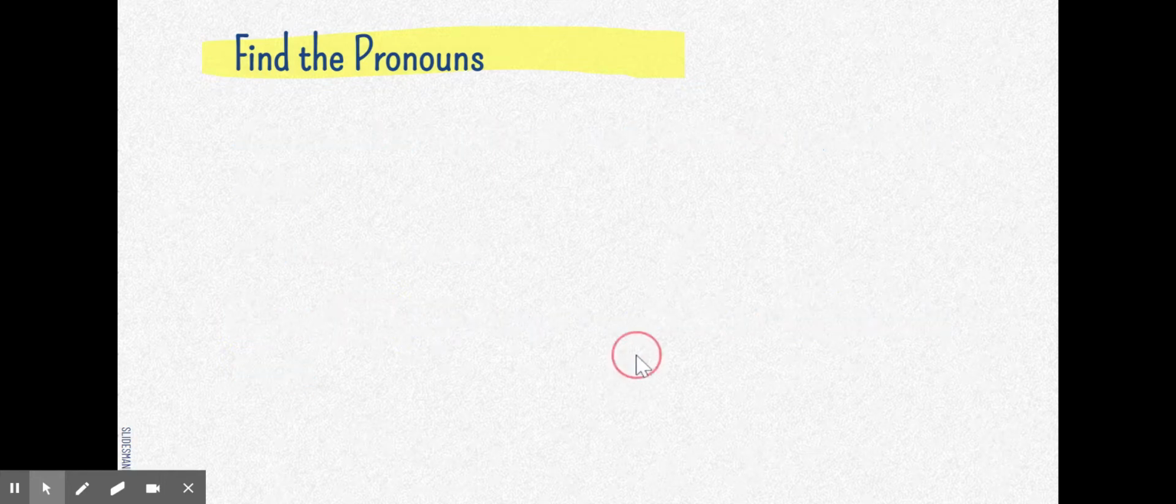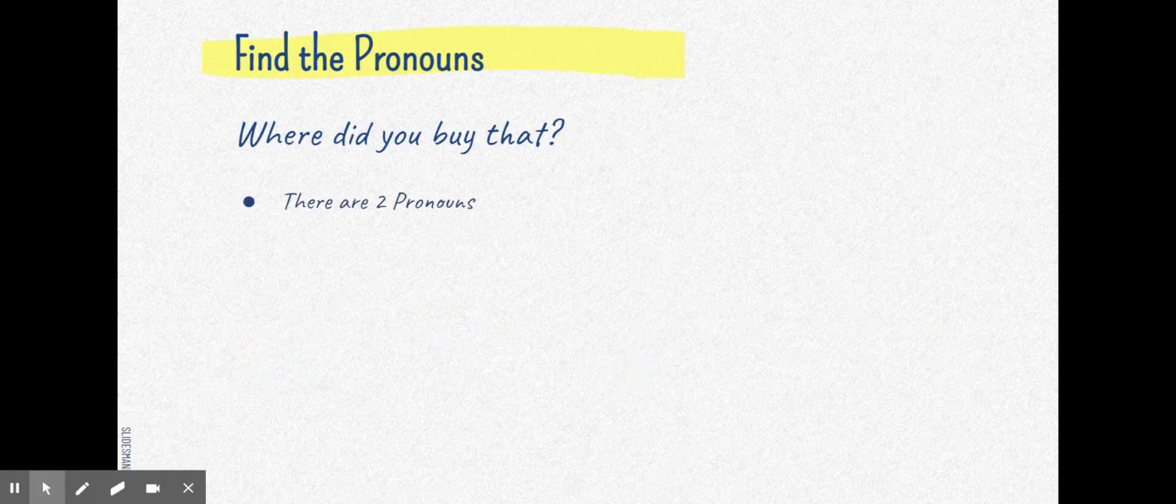One more example. Where did you buy that? We've got 2 pronouns in this little question. Where did you buy that? They are you, which is standing in for the person's name, and that, which is standing in for the name of the thing. You could say, where did you buy the shirt? But instead they said, where did you buy that? So that is a pronoun standing in for the name of the thing.